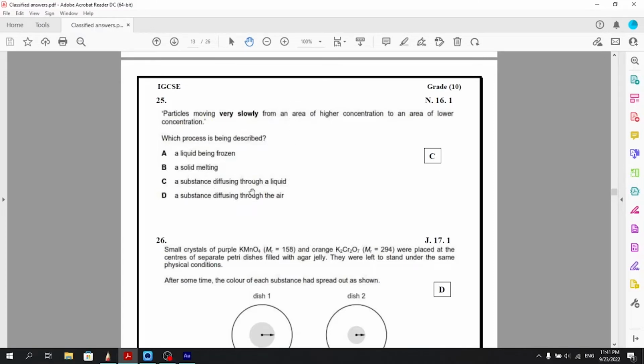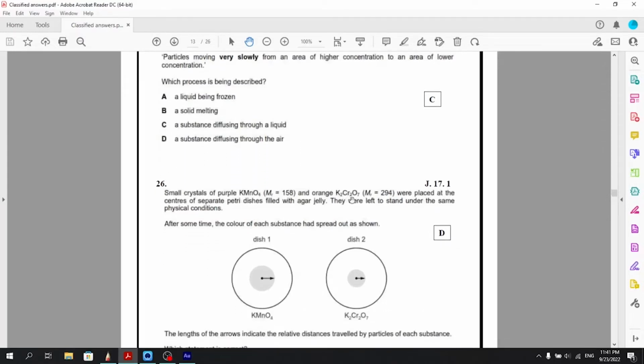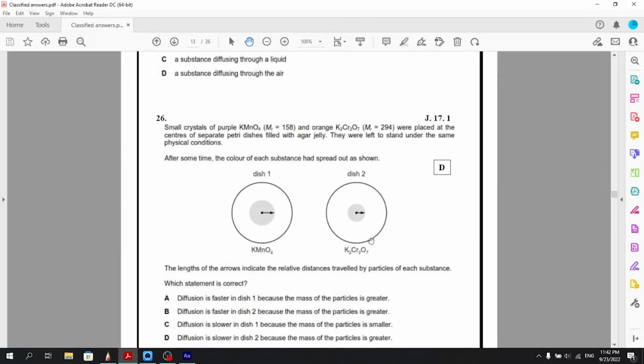So which one? In the question it says very slowly. Gases diffuse very, very fast. Alright, we're looking for something that moves a little bit slower. So it's definitely going to be a substance diffusing through a liquid. Right, so the answer is C, because gases diffuse very, very fast.